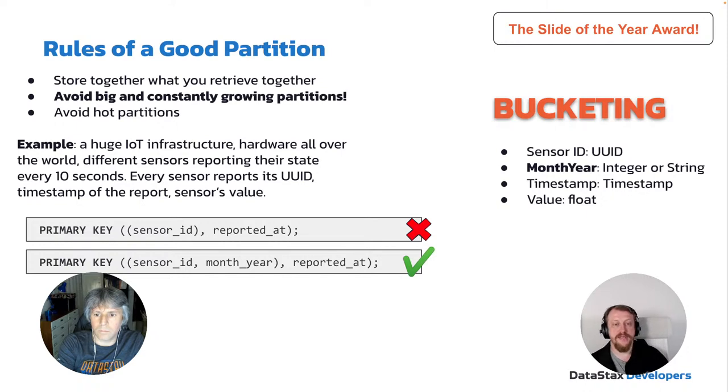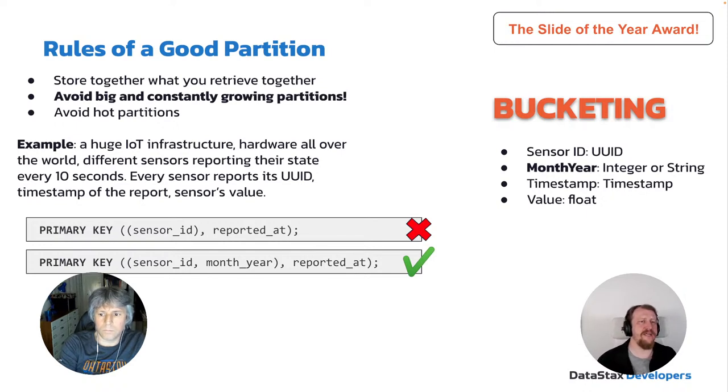The answer is we don't want the partition to be too small either, because if you make it too small, on write time it's all good. On read time, again, you will have to specify all the parts of a partition key. If I'm going to retrieve data for the last 3 months, my query will be select everything where sensor ID equals ABC and month-year is in 2022-12, 2022-11, 2022-10. So October, November, December. We are good. It will hit 3 different servers, most probably, because those are 3 different partitions.